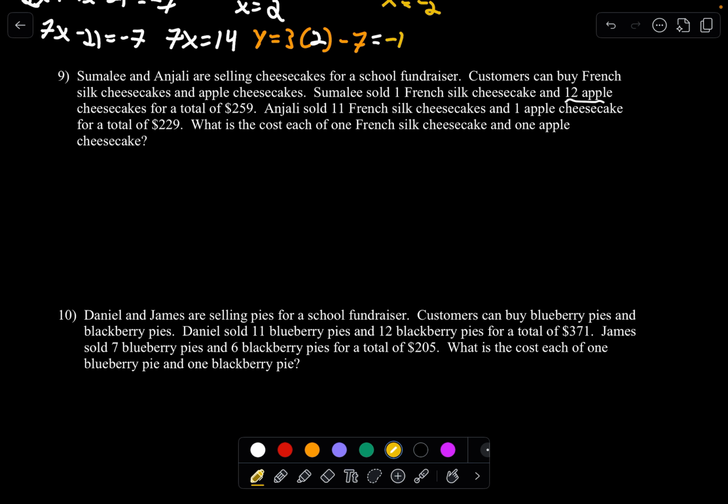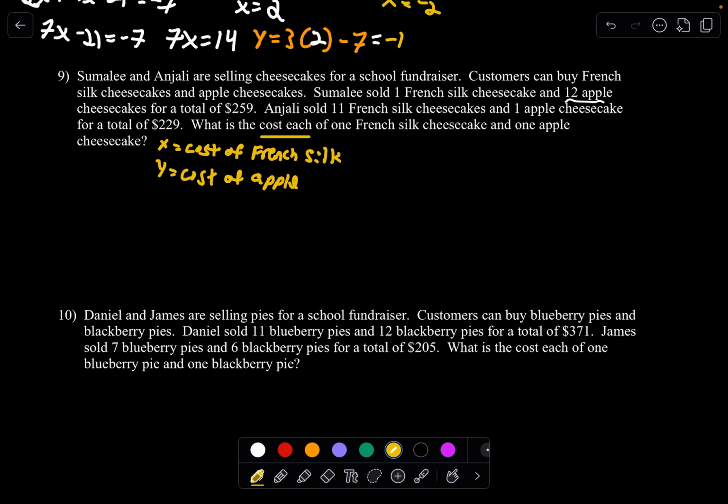It says customers can buy French silk cheesecakes and apple cheesecakes. Sumili sold one French silk. So x equals cost. Now, why am I saying cost? Because that's what we're looking for. Cost of French silk. Y equals cost. I think this was apple. Yeah, I never really seen an apple cheesecake.